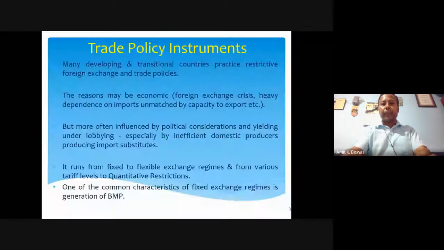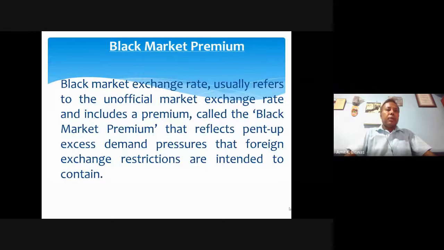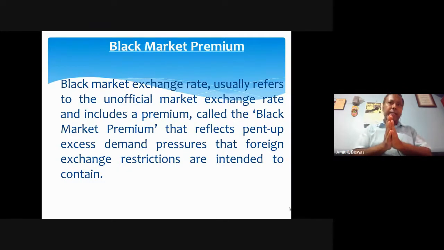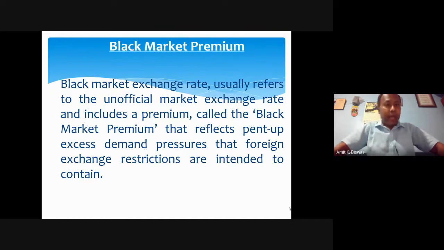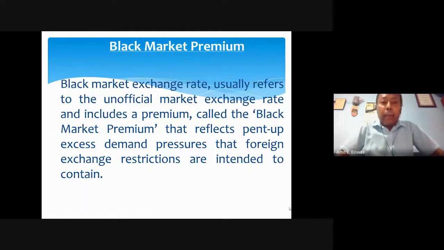And what is the black market premium? One of you talked about it. So let's define the black market exchange rate. It refers to an unofficial market exchange rate and includes the premium. We call it a black market premium, and it reflects the pent-up demand pressure that foreign exchange restrictions are intended to contain. Why was there a black market premium?